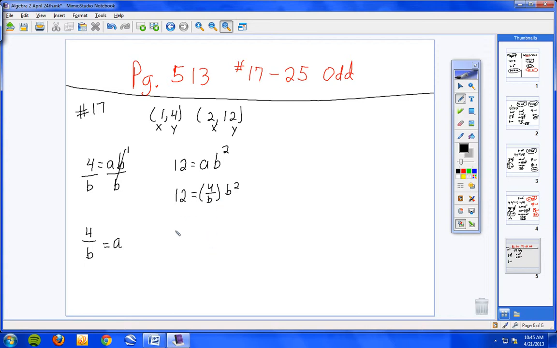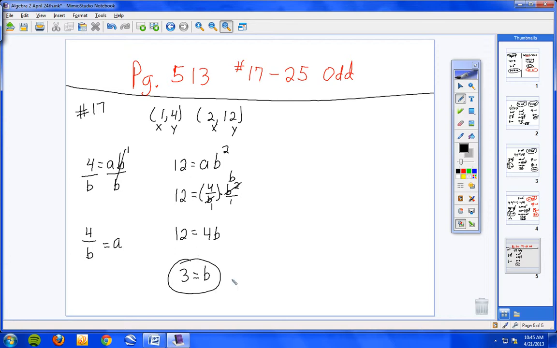Solve this for b. Well, I can't simplify 12, but I can simplify this side over here. These two fractions are multiplying, so take a b away from here, take a b away from here. And 4 times b is 4b, 1 times 1 is 1, so we have 4b. Now divide both sides by 4, and 3 equals b. So we're halfway done, we found b, just like that.